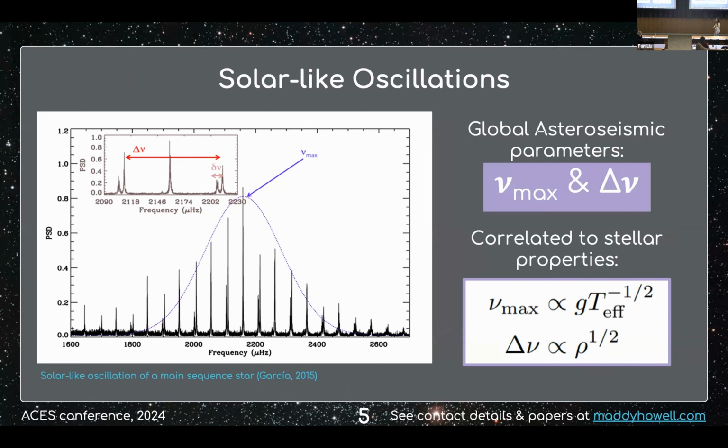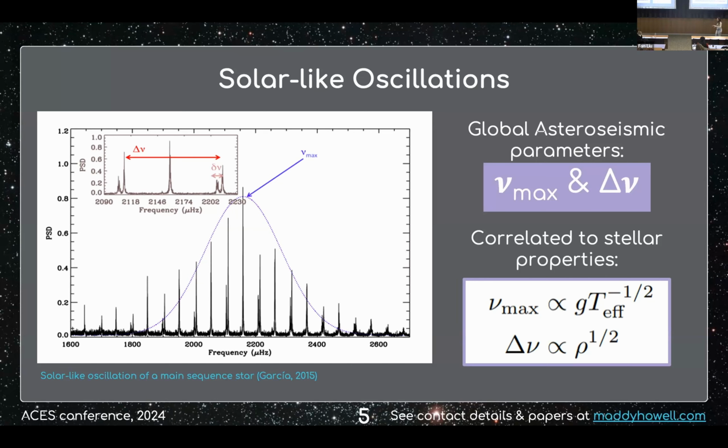And the other one is delta nu. And this is the large frequency spacing between adjacent overtone oscillation modes. To put that more simplistically, it is the frequency difference between peaks that have the same spherical harmonic L mode. And that's illustrated in red in the inset.